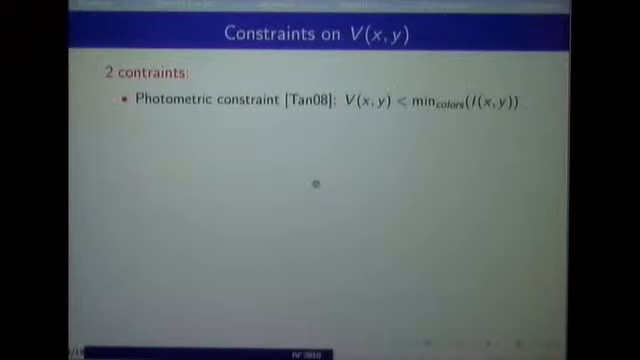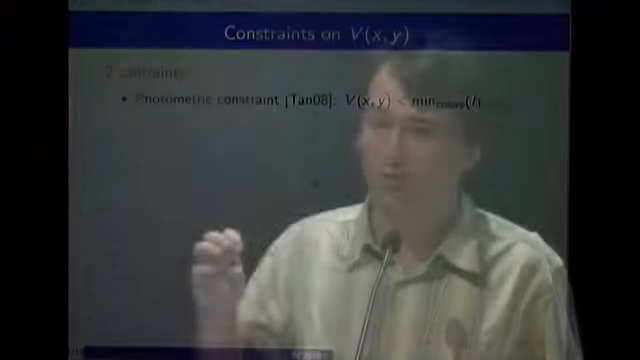The first constraint, which was introduced by Tan, is that since the V is the atmospheric veil, so it's white, the V must not be, at every pixel, higher than the minimum over the color components. So this is the first constraint.